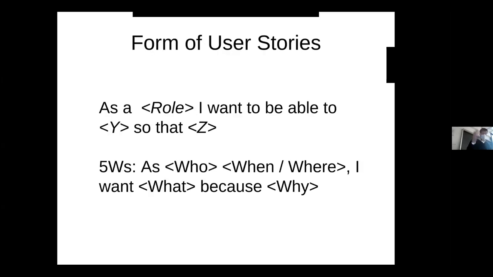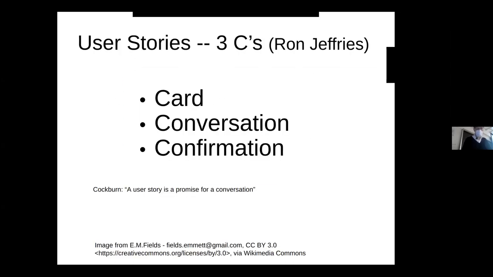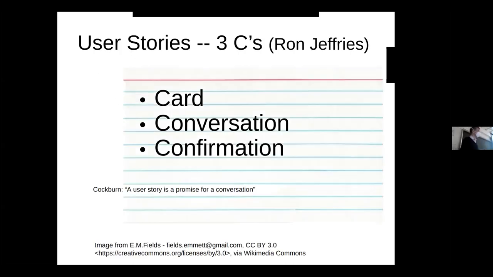I think you're generally familiar with the common form of user stories. These take a couple of different forms, right? As a role, I want to be able to do X so that Y is the case. Sometimes it's like, as a who, under certain conditions, certain when or where, I want to be able to accomplish something. And often these are written down on cards. Did you discuss this in 370, the use of cards to document user stories?